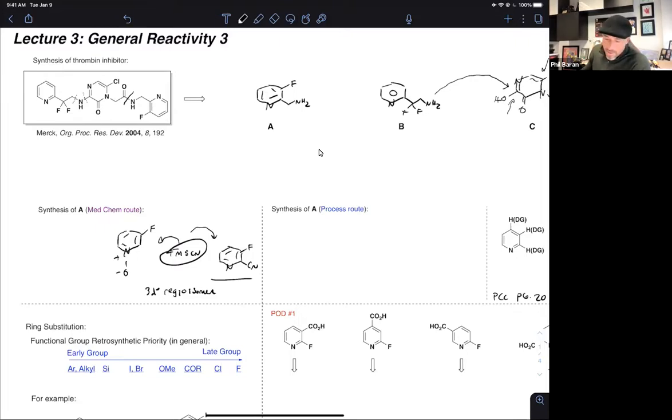N oxides are used all the time in process chemistry. It's not like you need to avoid them. You just need to be cognizant of the fact that there may be an issue you need to evaluate. So pretty much all three of these things make it a non-starter.